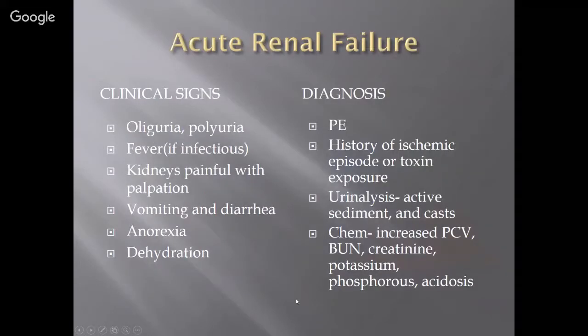Okay, acute renal failure. This affects the kidney. Acute means it's happening right now, happening very quickly. What we can see is oliguria. Oliguria means we're urinating less than normal. Polyuria means we're urinating more than normal. So either one can happen.